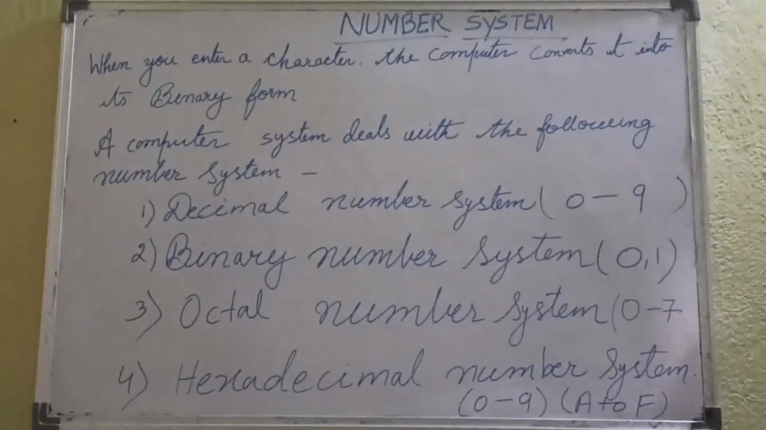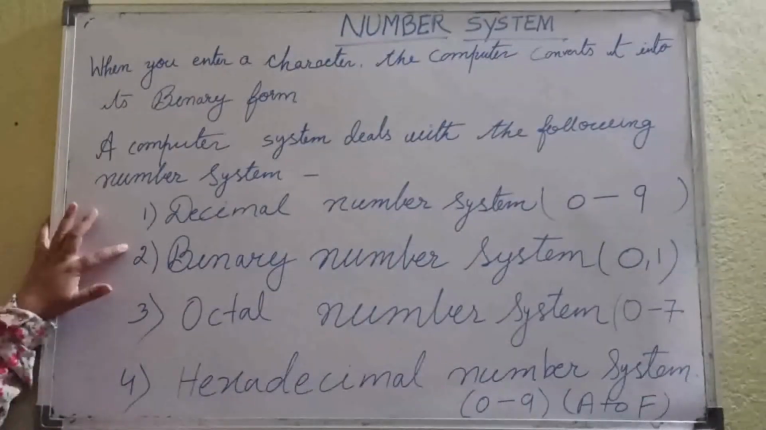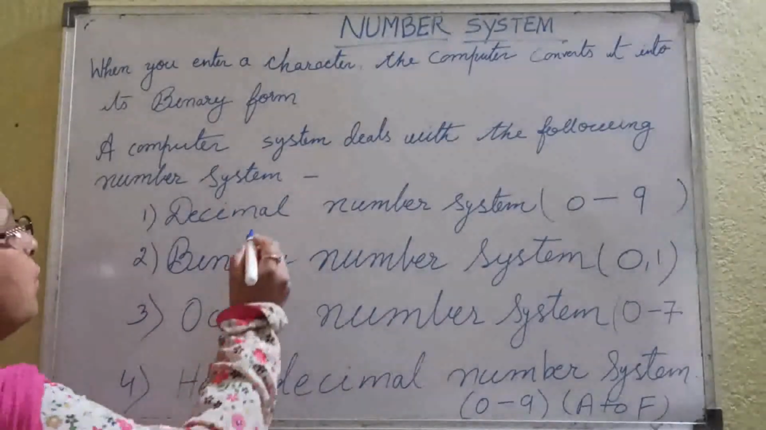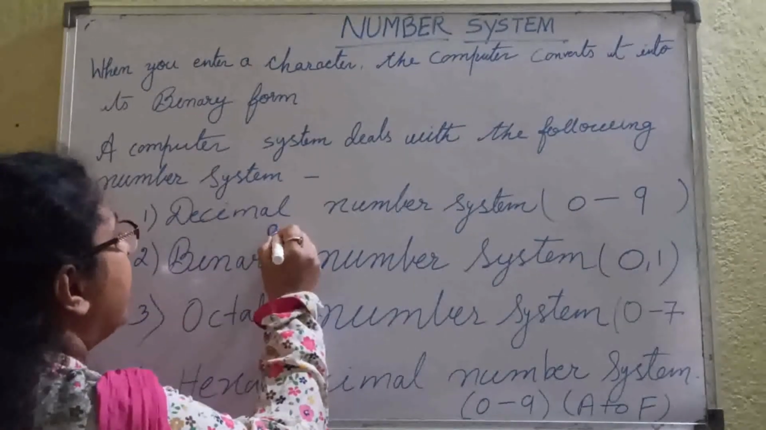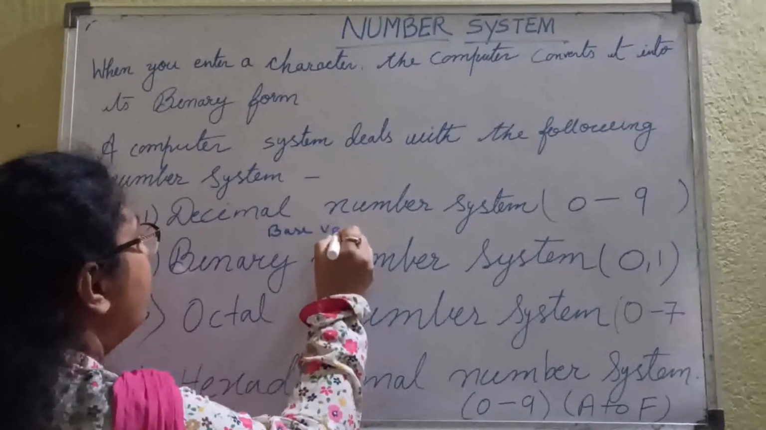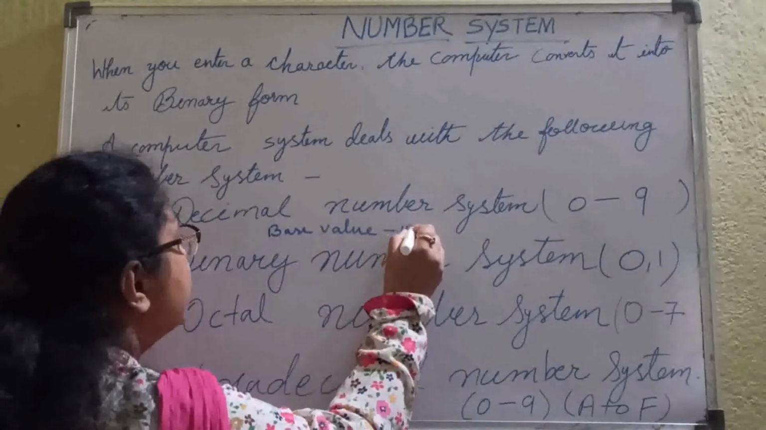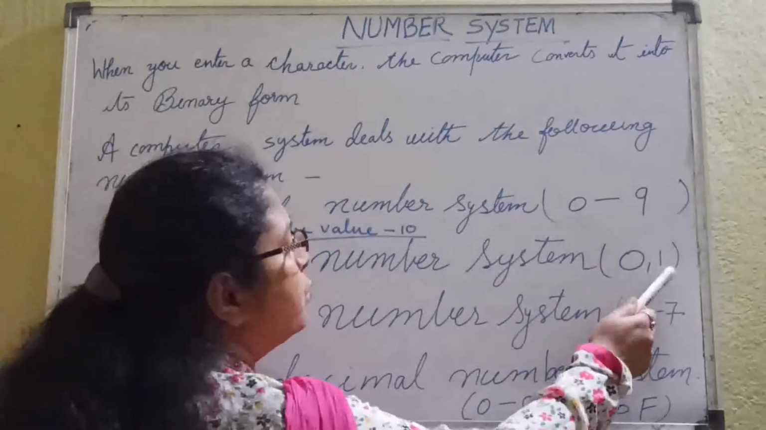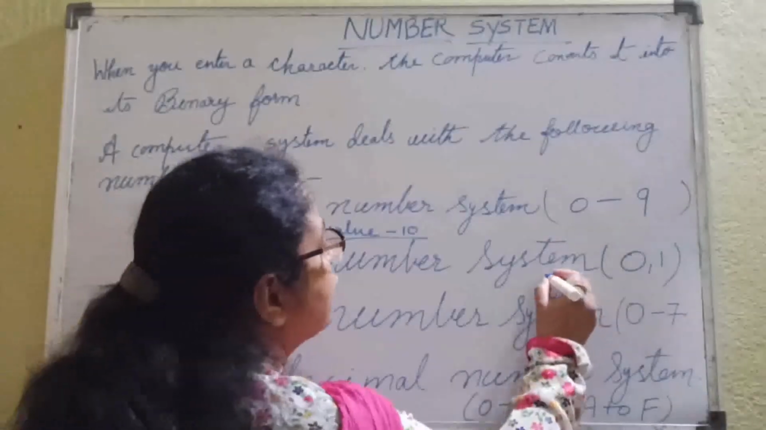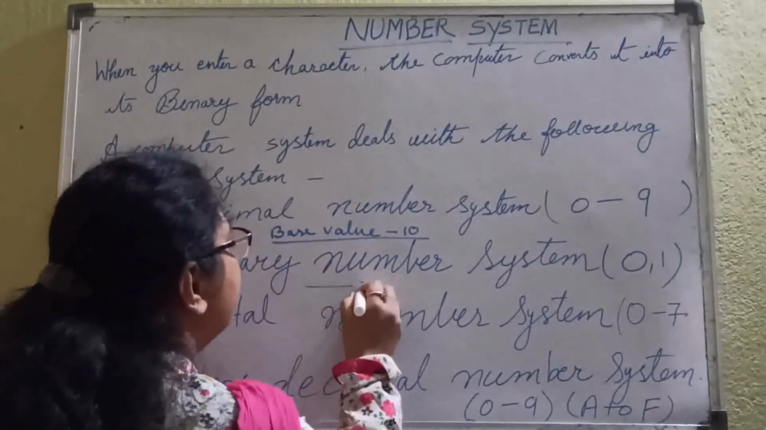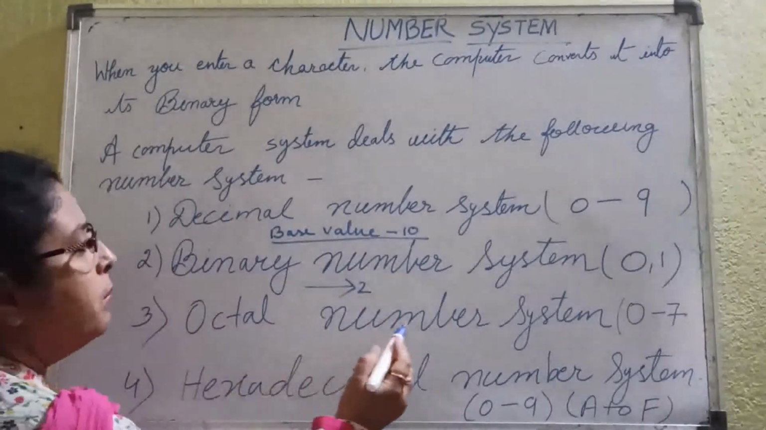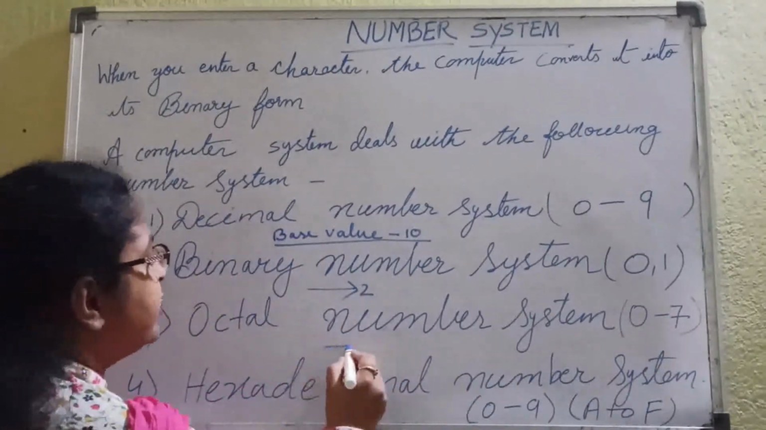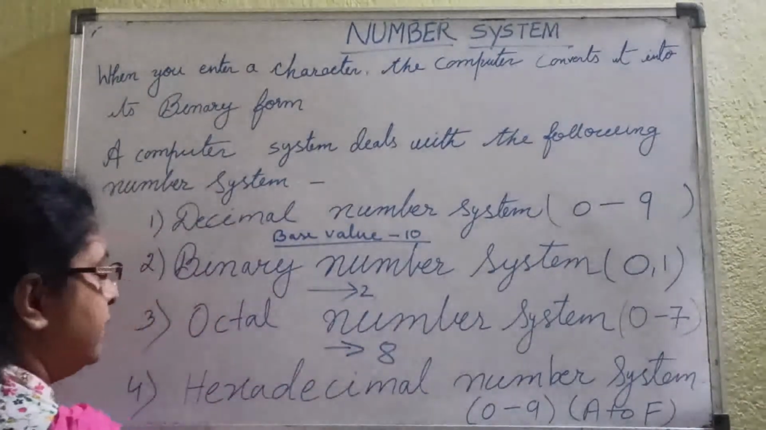Here you see in decimal number system 10 digits are used. It means 0 to 9. So its base value is 10. Base value is 10. This you have to remember. Binary number system uses 2 digits, 0 and 1. So its base value is 2. Octal number system uses 8 digits, 0 to 7. So its base value is 8.